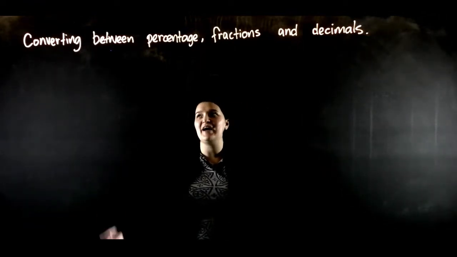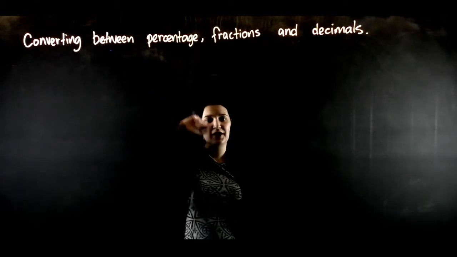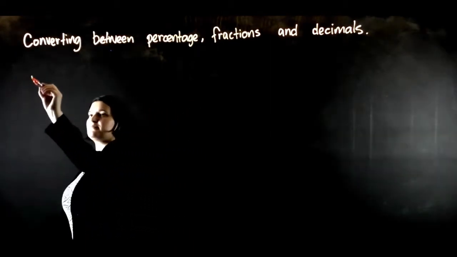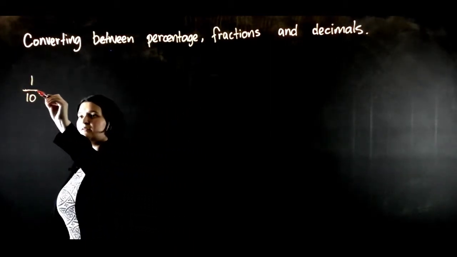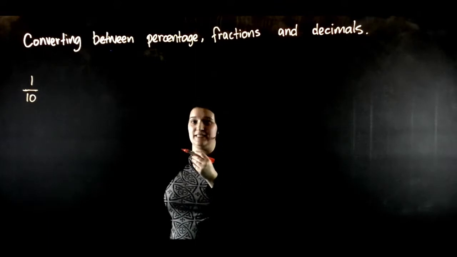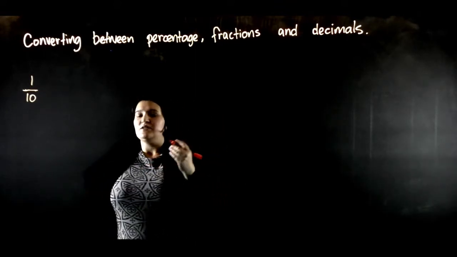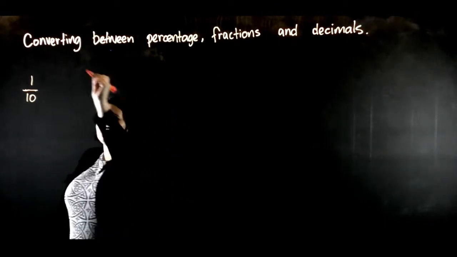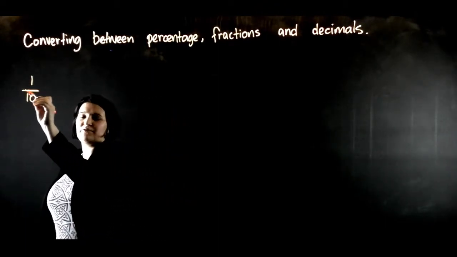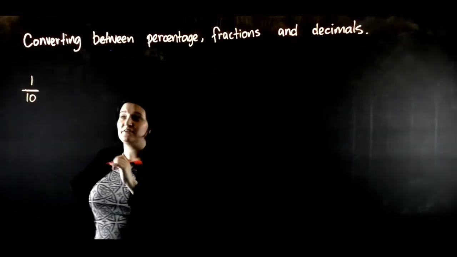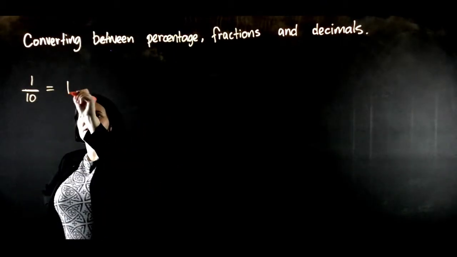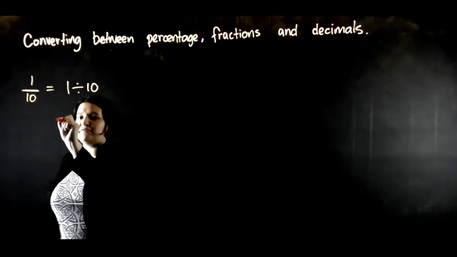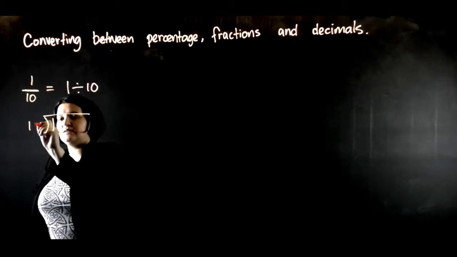Today I'm going to talk about how we convert between percentages, fractions and decimals. So if we start with something simple like 1/10, and we want to write that as a decimal, I have to think about how do I convert between fractions and decimals, and really it's what does this line here in the fraction mean? It means divide. So what that actually says is 1 divided by 10. So let's do that. I've got 1 divided by 10.